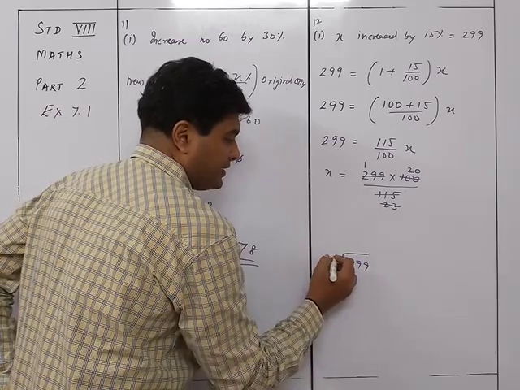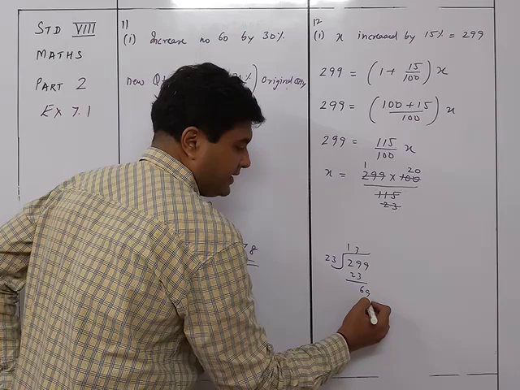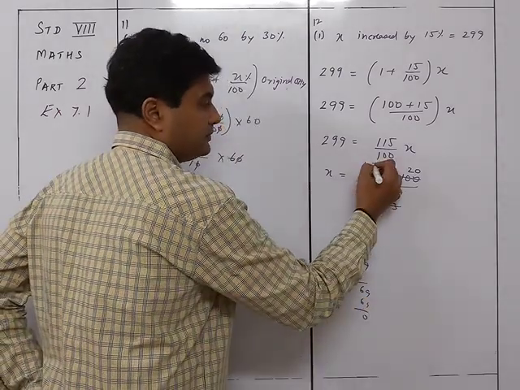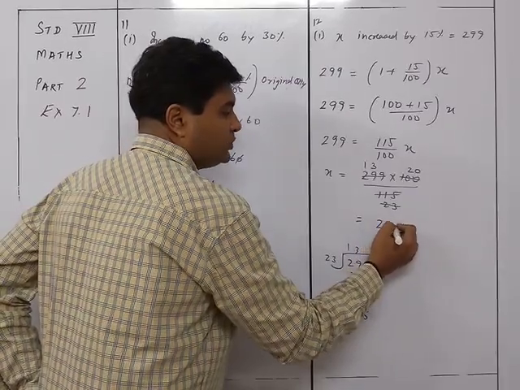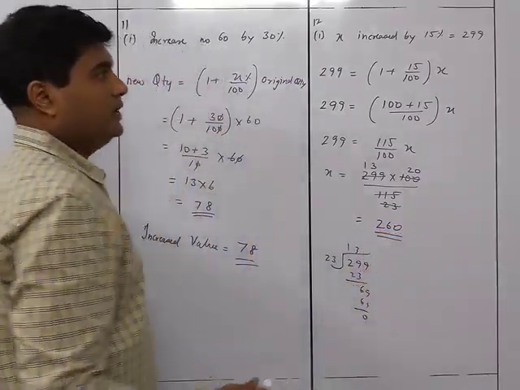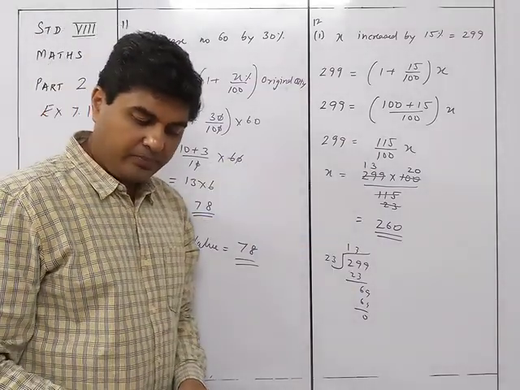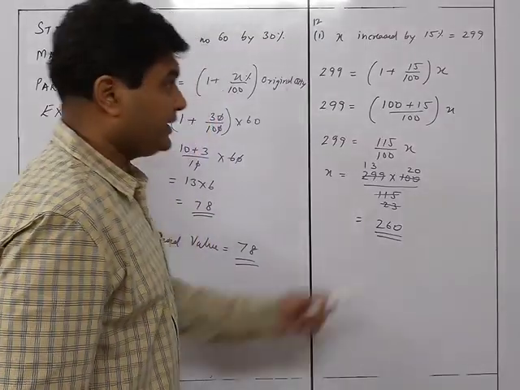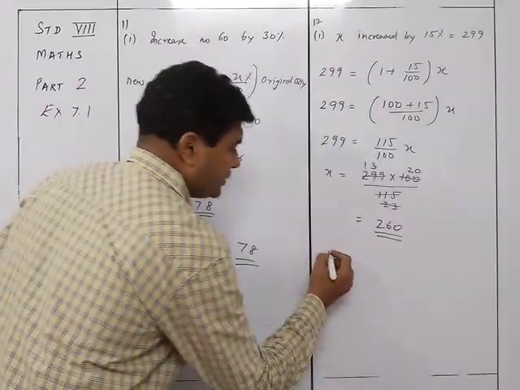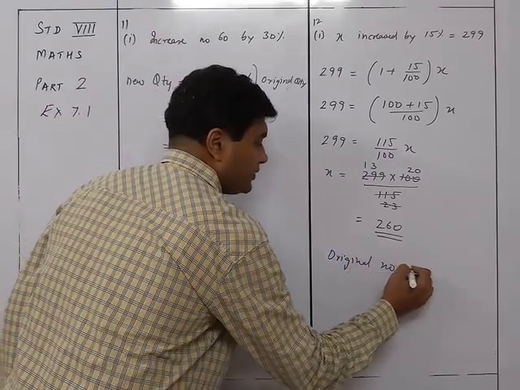299 and 23. 23 ones are 23. And then 69. That's 3s are 69. So that is 13. So 13 into 20 is 260. So that's why the original number was 260. Okay. So the number 260 when increased by 15% becomes 299. So the original number is equal to 260.